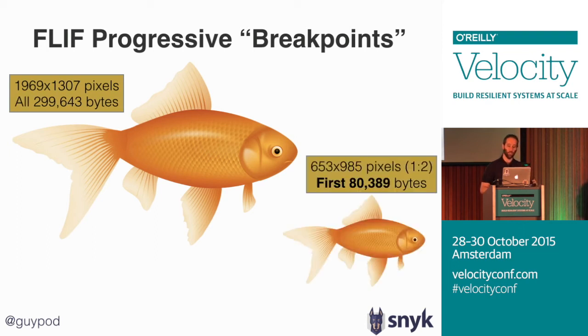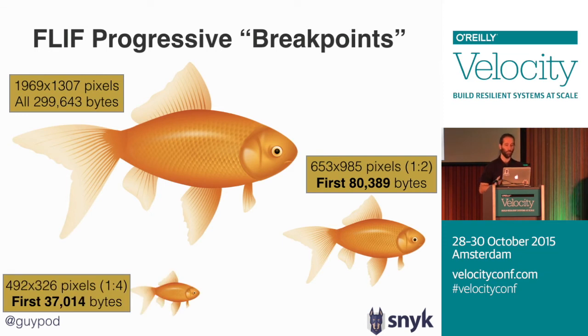If you create a smaller version of it, you can encode it such that the first 80K bytes of the image serve a smaller resolution image. So you can have one file and just request the first section, the first set of bytes, and you would get a lower resolution, but a complete lower resolution version of that image. And you can even do multiple variants of it. You can take the first 37K bytes out of it and get that.